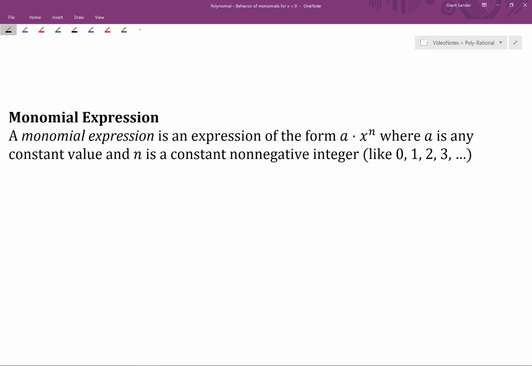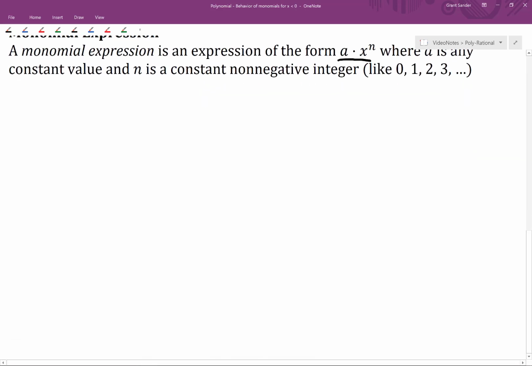In this video, we will look at the behavior of monomial expressions for values of x less than 0. So recall that a monomial expression is an expression of the form a times x to the n, where a is a constant value and n is a non-negative integer. So let's start by recalling some facts about multiplication.